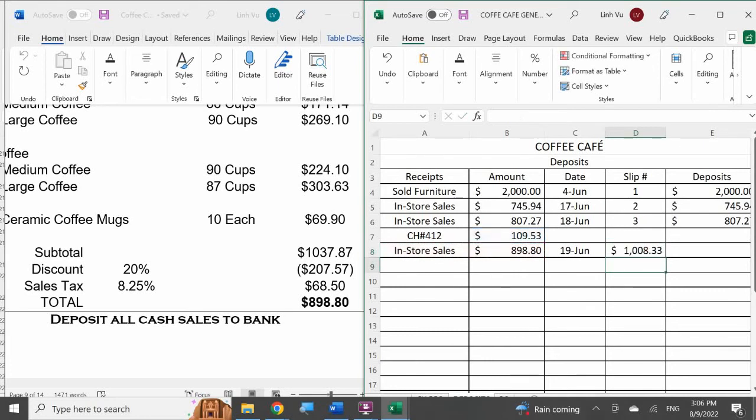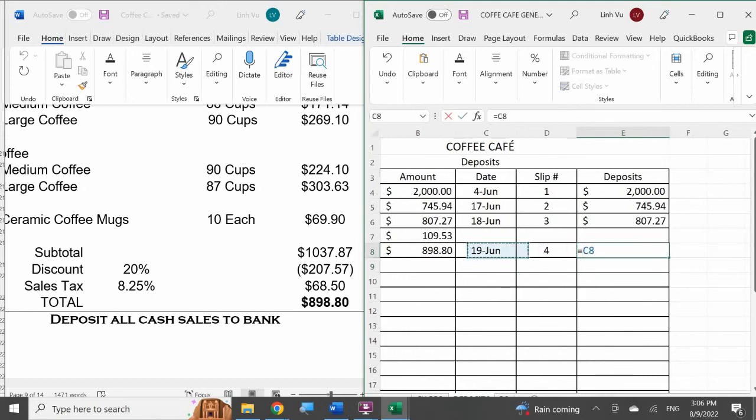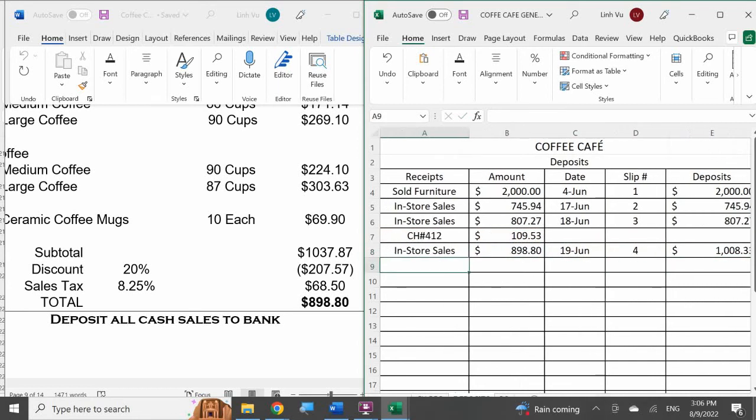Good. And I put in the wrong box again. So again, this is deposit number 4. There you go, for $1,008.33. Okay, so this is true, right?